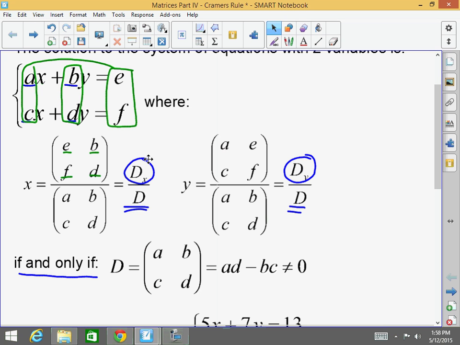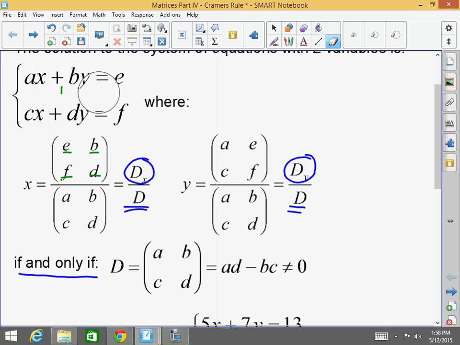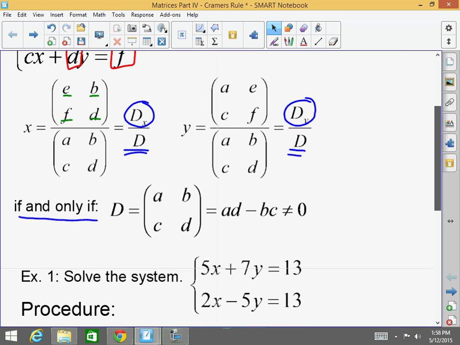So basically, when I'm finding my x, I'm replacing my E and F with the coefficients of x. To find my determinant of y, check out what's happening. I'm taking my EF, and this time I'm replacing it with my coefficients of y. So I'd have the coefficients of x and then EF, and that's my determinant of y. So determinant of x, I replace my EF with my coefficients of x, and I keep the coefficients of y. To find dy, determinant of y, I keep my coefficients of x, and I replace the coefficients of y with EF. That's what's happening here, okay?